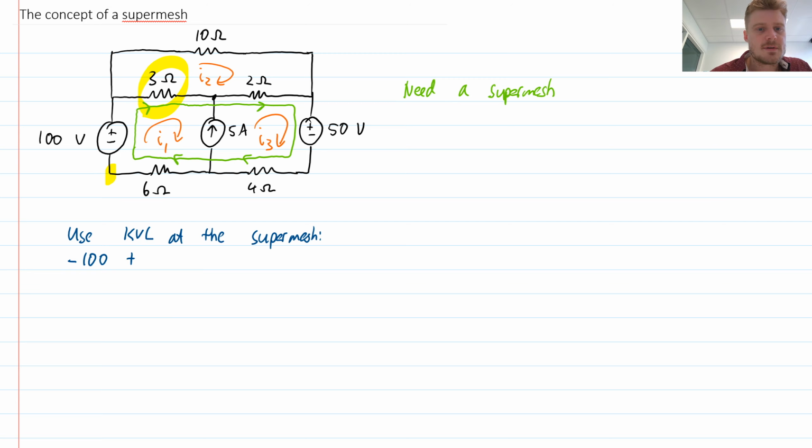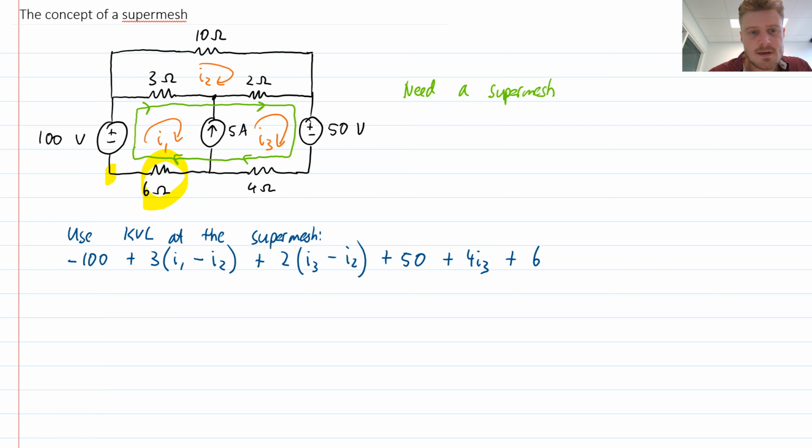I proceed further around and I come to the 2 ohm resistor. So this will be 2 ohms, and then I look at the mesh currents and they are I3 minus I2. And then further around I encounter the voltage source. I'm coming at it from the positive side, so that's plus 50. Then there'll be this 4 ohm resistor, and there's only one mesh current here, so that is just I3. And then the final circuit element in my path is the 6 ohm resistor, and there'll be current I1, and that's also in the same direction as my travel, so I use a positive sign. Now I'm finished with that equation, so I get back to my starting point, so that is equal to 0.